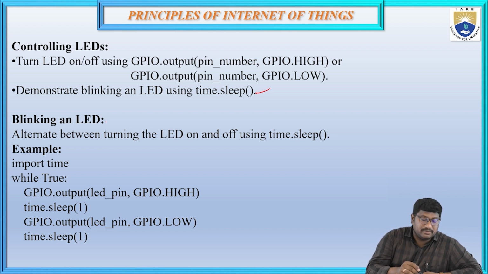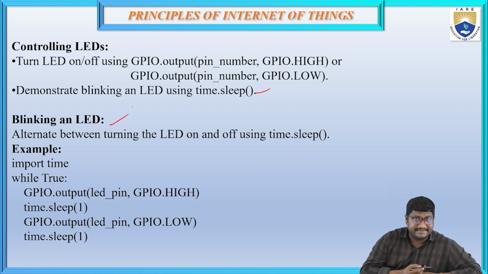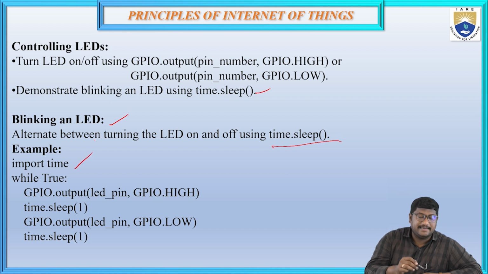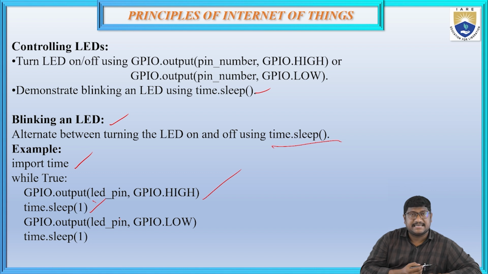And now we'll see an example of how to blink an LED. This is an alternate program for turning on and off by using the time.sleep function. See the program: import time, while True, GPIO.output(LED, GPIO.HIGH), and time.sleep of 1 second, or else you can keep it as you like. Treat it as for 1 second it is going to be on and the next second it is going to be off. Like that I have set it in this particular program.